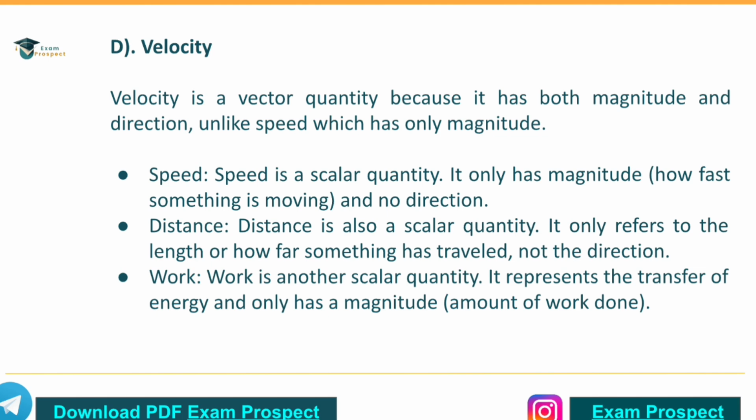Distance is also a scalar quantity. It also refers to the length or how far something has traveled, not the direction. And work is another scalar quantity. It represents the transfer of energy and has only magnitude, the amount of work done.